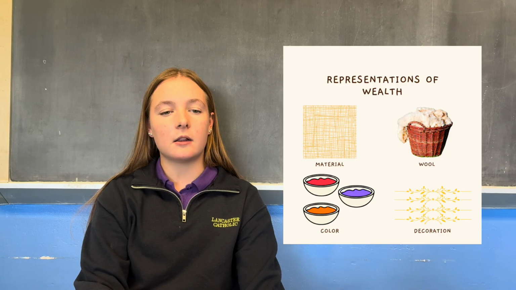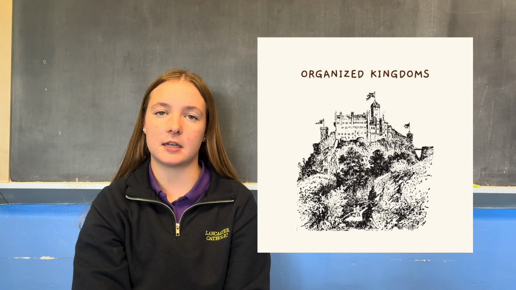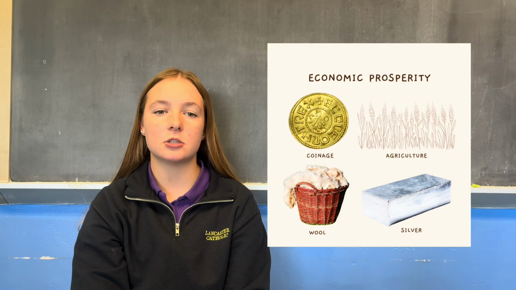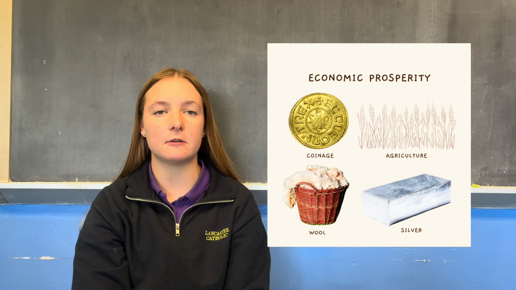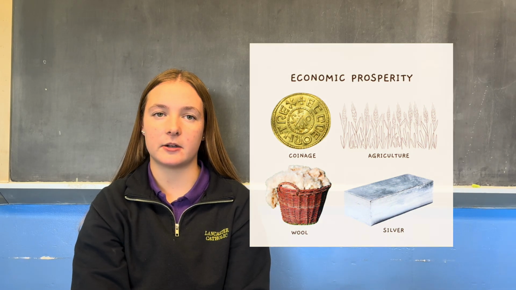Material, wool, color, and decoration all represented wealth and power. The third important point to remember is the idea that early England was very influential and prosperous, utilizing the ability of its well-organized kingdoms. These kingdoms gained wealth from efficient coinage, trade in the industries of wool and silver, and a strong system of agriculture leading to economic prosperity.